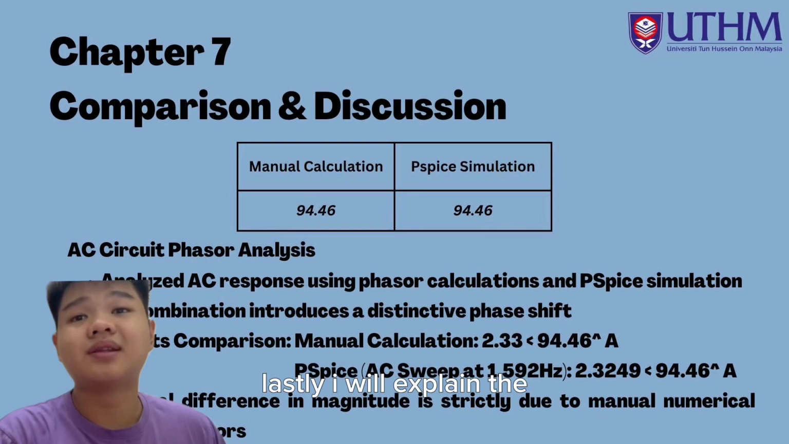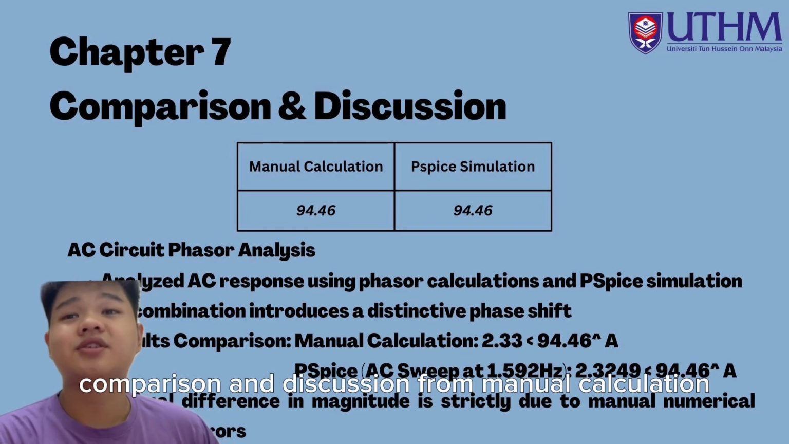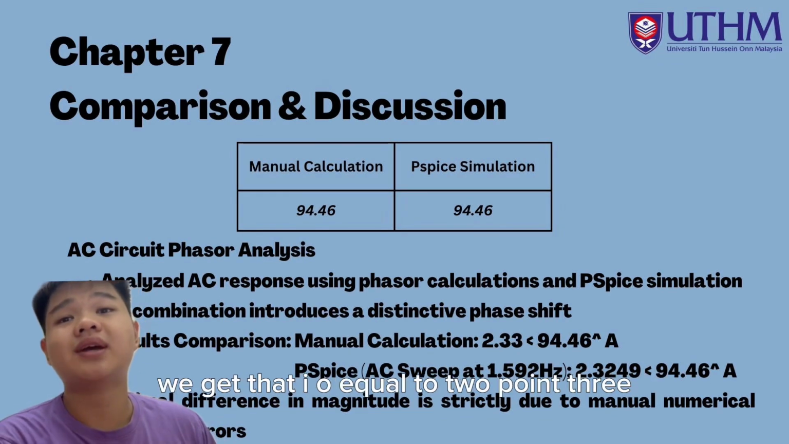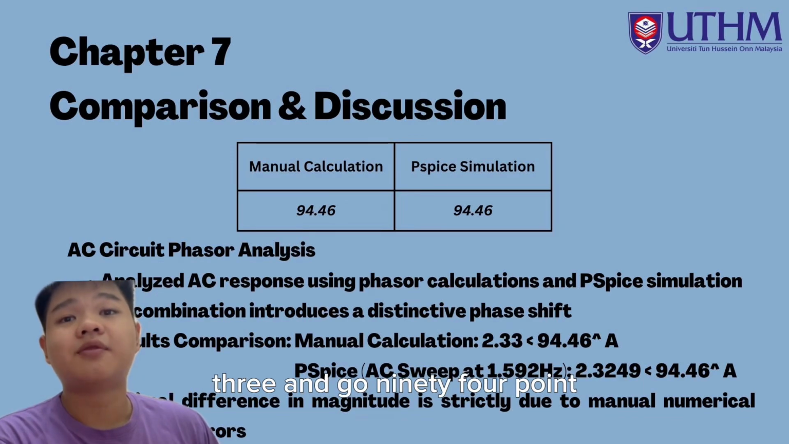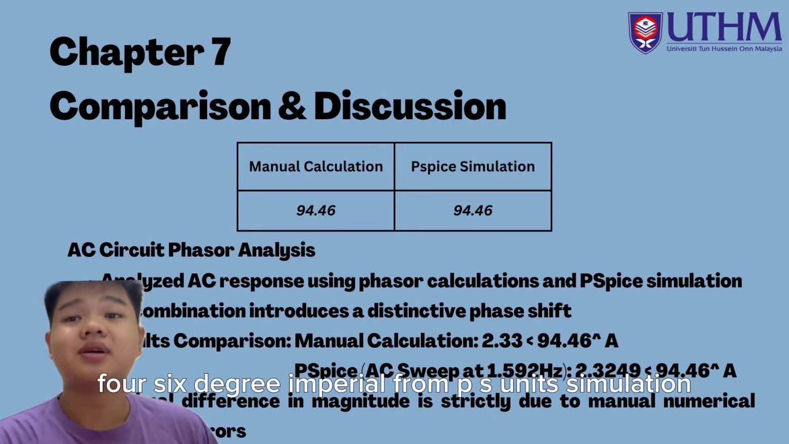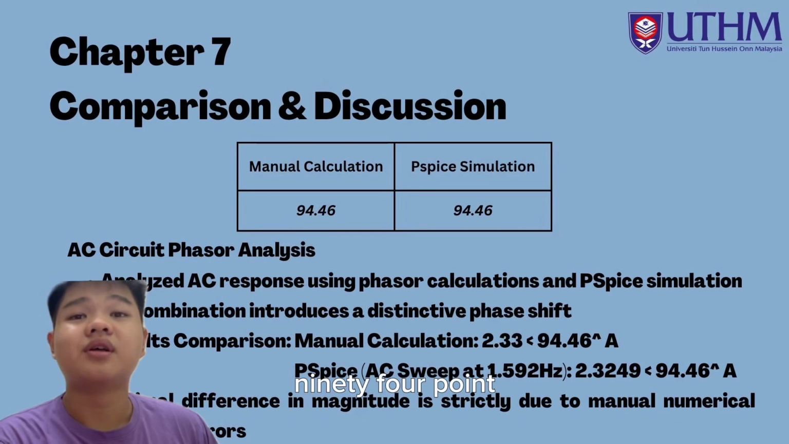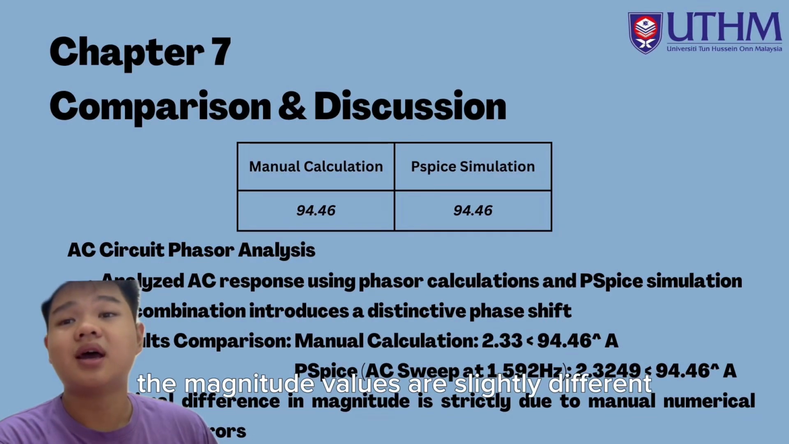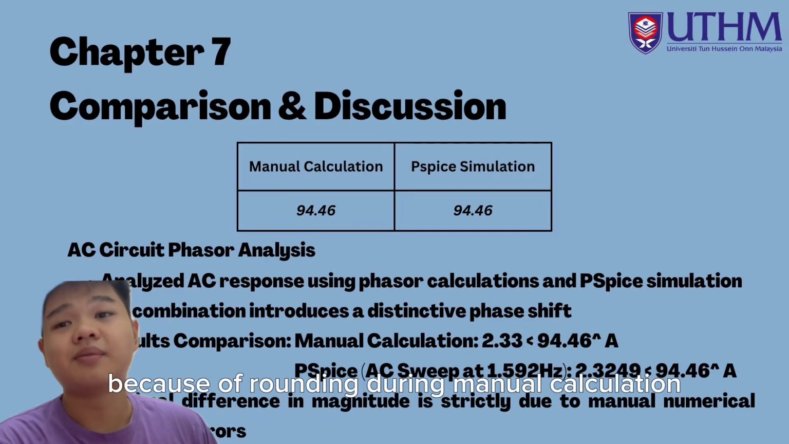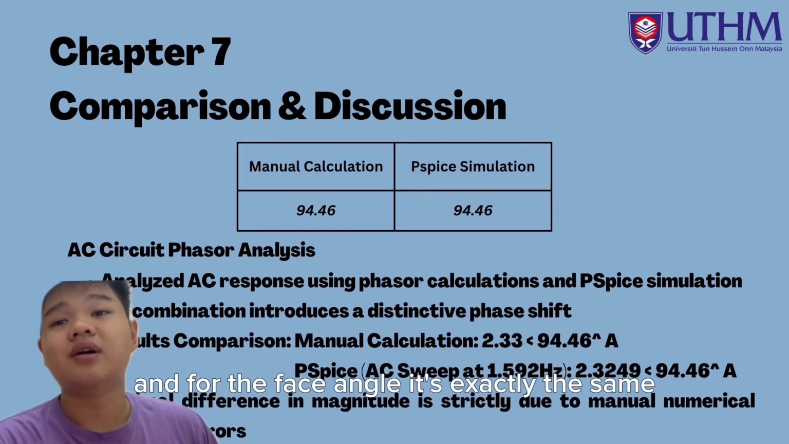Lastly, I will explain the comparison and discussion. From manual calculation, we get that IO equal to 2.33 angle 94.46 degrees amperes. From PSpice simulation, IO equal to 2.3249 angle 94.46 degrees amperes. The magnitude values are slightly different because of rounding during manual calculation. And the phase angle is exactly the same.